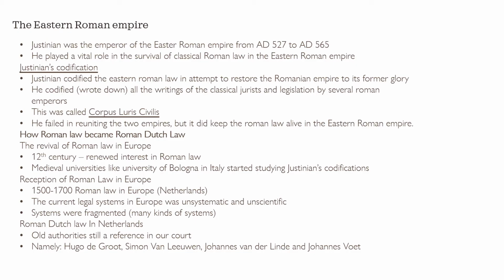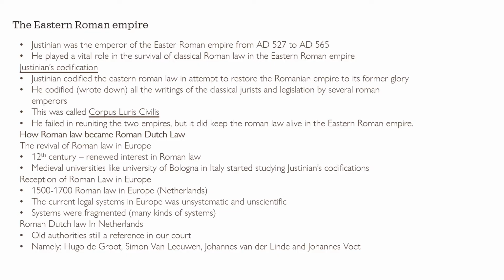The Eastern Roman Empire. So we have the Western and we have the Eastern. The Eastern Roman Empire, Justinian was the emperor of the Eastern Roman Empire from AD 527 to AD 565. He played a vital role in the survival of classical Roman law in the Eastern Roman Empire.